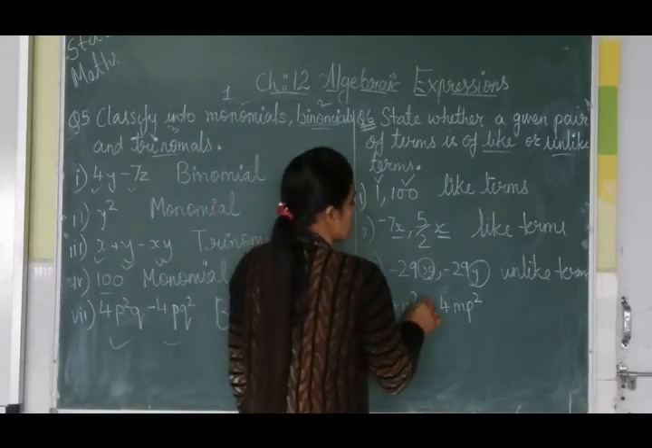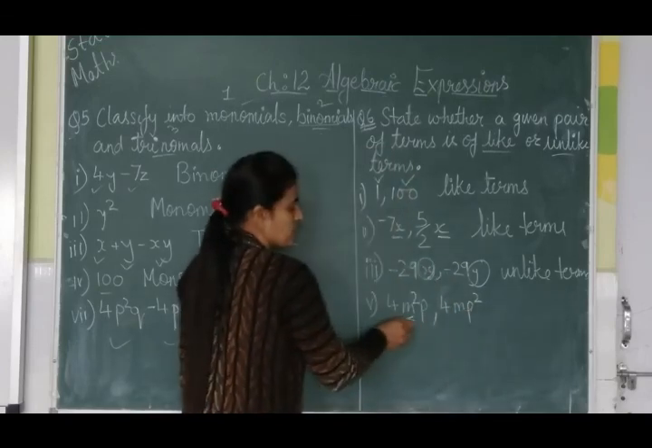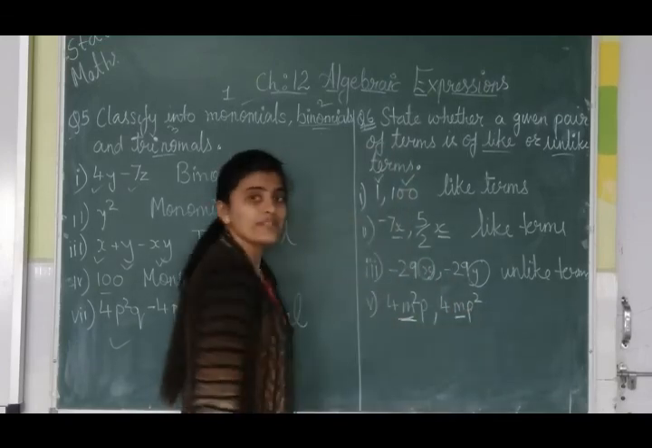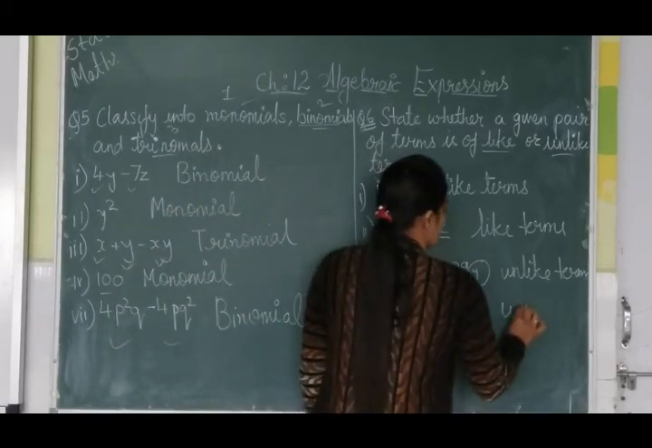Now for m square p and m p square. Here you can see m square is there and here only m is there. That means both are different, so this will also be an unlike term.